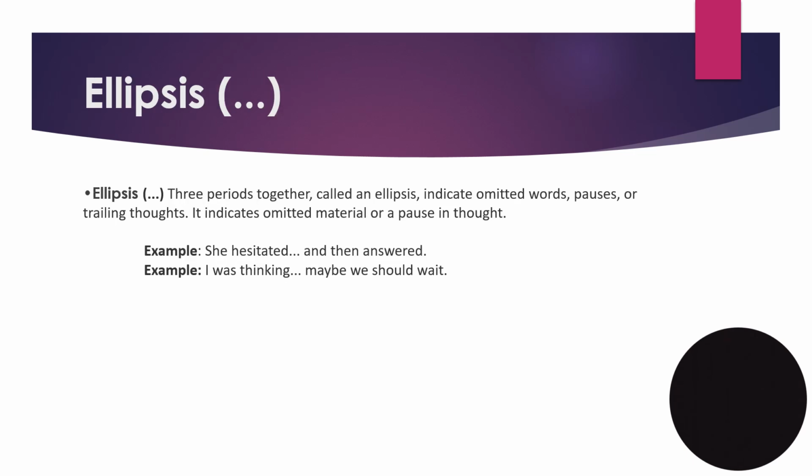Ellipsis. Ellipses, three periods together, called an ellipsis, indicate omitted words, pauses, or trailing thoughts. It indicates omitted material or a pause in thought. Example: she hesitated... and then answered. I was thinking... maybe we should wait.